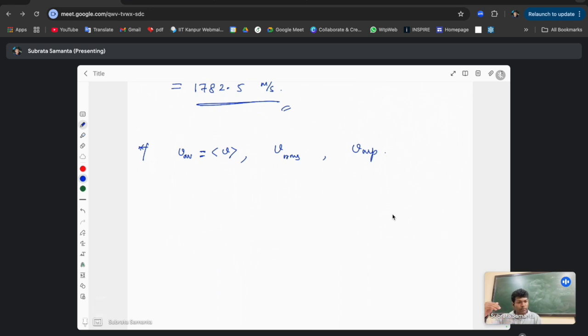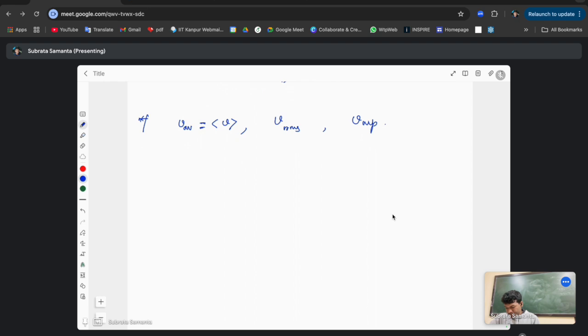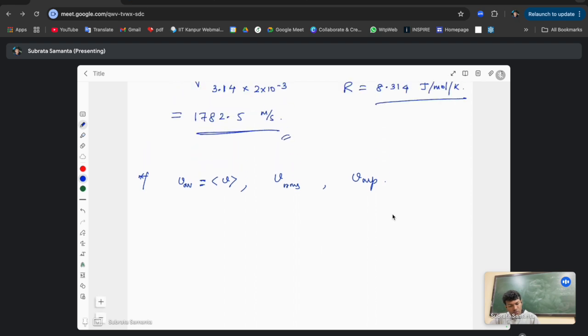Both vary, I think the temperature dependence and the mass dependence are the same, right? But the coefficients are different. So now I want to quantify which one is larger. But what is the order? What is their order? You just look into the coefficient.